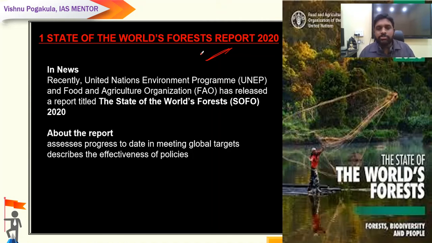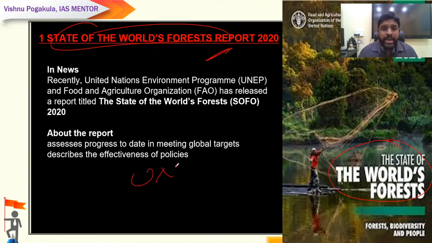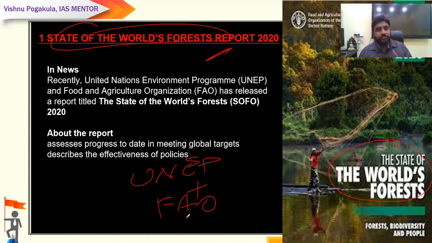So, State of the World's Forest Report 2020. From the prelims point of view, what is important is which organization is releasing this particular report: UNEP plus the Food and Agriculture Organization. Both organizations combinedly are releasing this report. Recently, UNEP and FAO released a report titled The State of the World's Forest Report 2020.